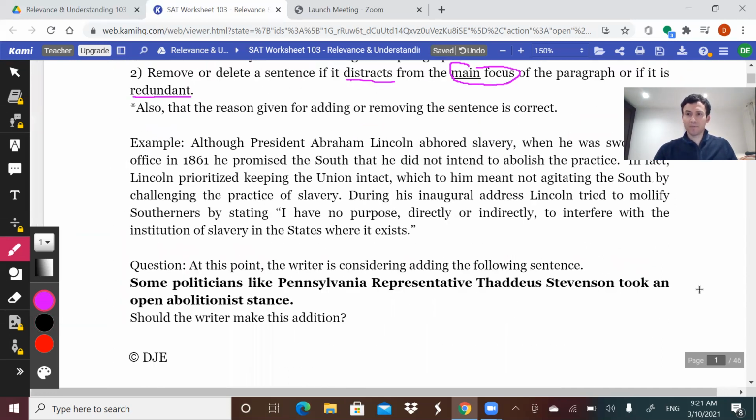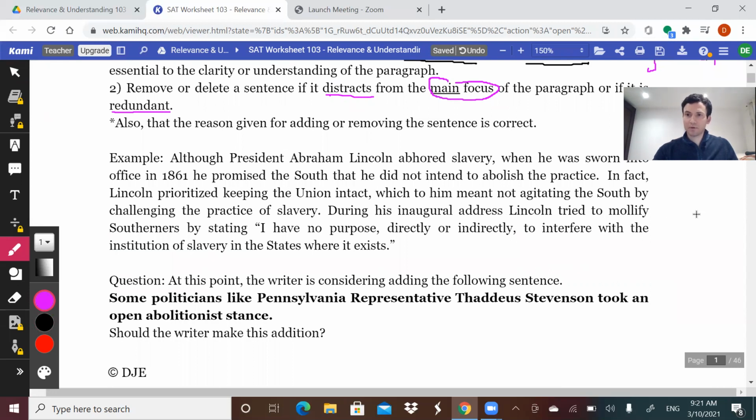Let's take a look at this example that I made up here, and then we'll look at some examples from past exams.